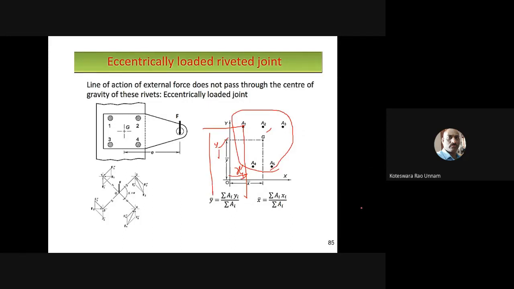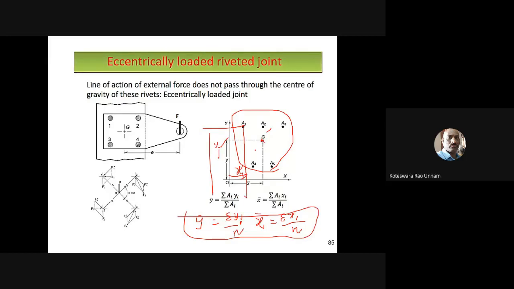Once I identify that, your x bar is nothing but sigma xi, that means x1 plus x2 plus x3 plus so on up to xn, divided by the number of rivets. Similarly, your y bar is nothing but sigma yi divided by the number of rivets. So with this, I can easily identify the location of the center of gravity.